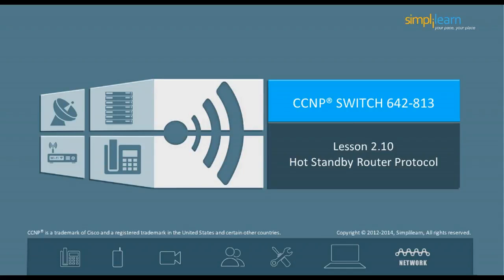Hello, and welcome to the CCNP Routing and Switching course offered by SimplyLearn. The last lesson focused on considerations for wireless, VoIP, and video. This lesson focuses on Hot Standby Router Protocol. Let us begin with the objectives of the lesson in the next slide.